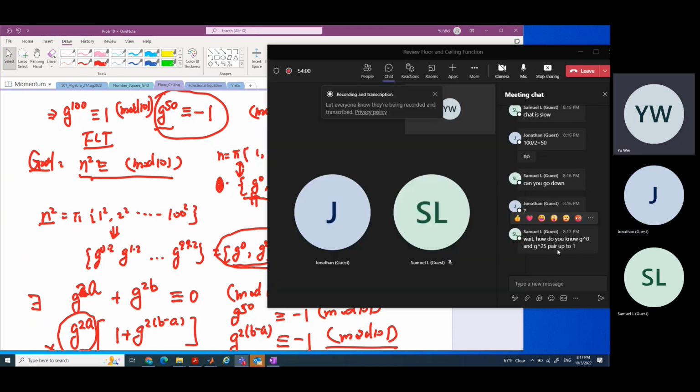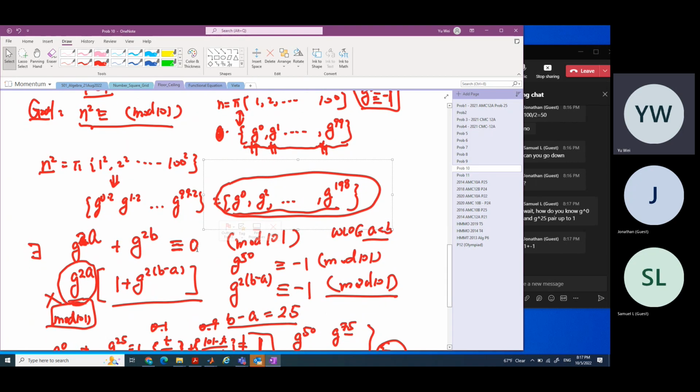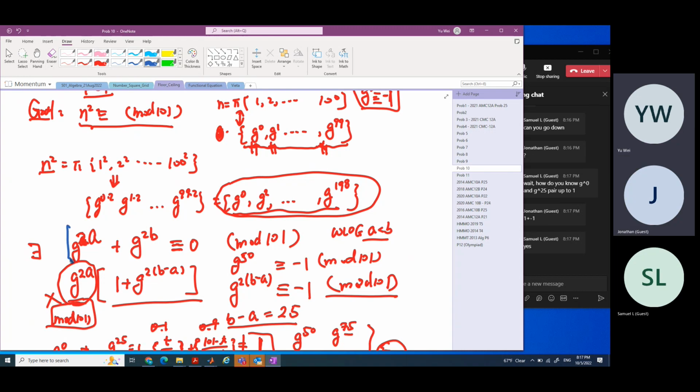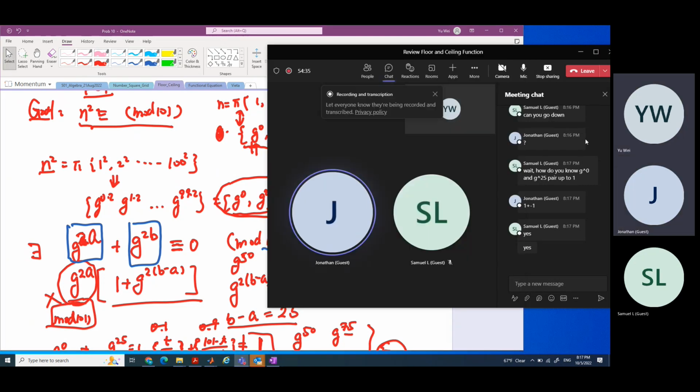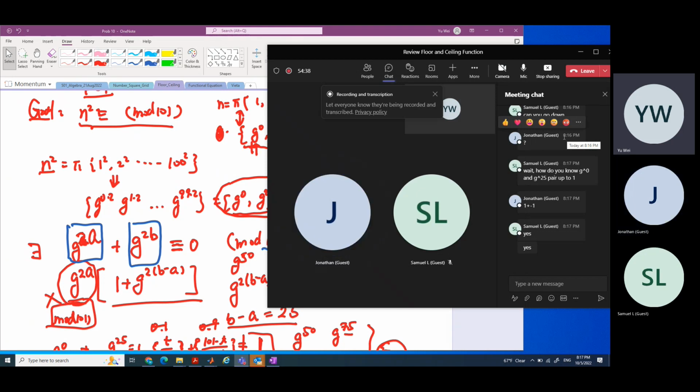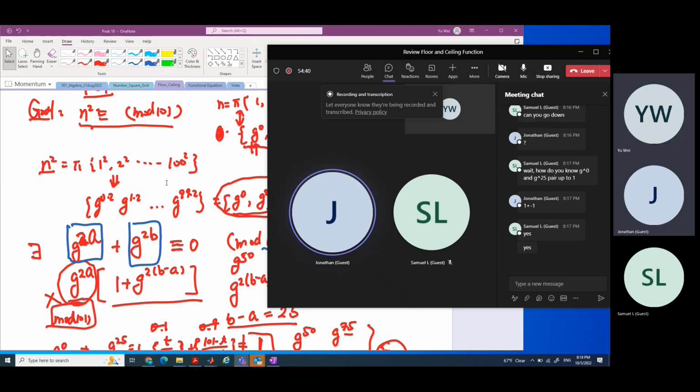Did you see what I'm going to find for any of the g to the 2a? We can find g to the 2b is 0 mod 101, right? And all the fractional numbers we are talking about are between 1 and 100, right? It cannot be above 101. Yes. So are you clear, Sam? And are you clear, Jonathan? Yeah. Okay. You guys clear? Okay.